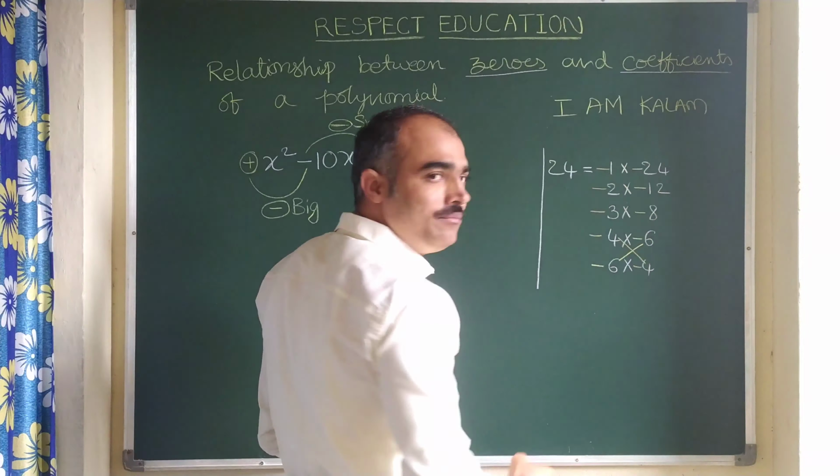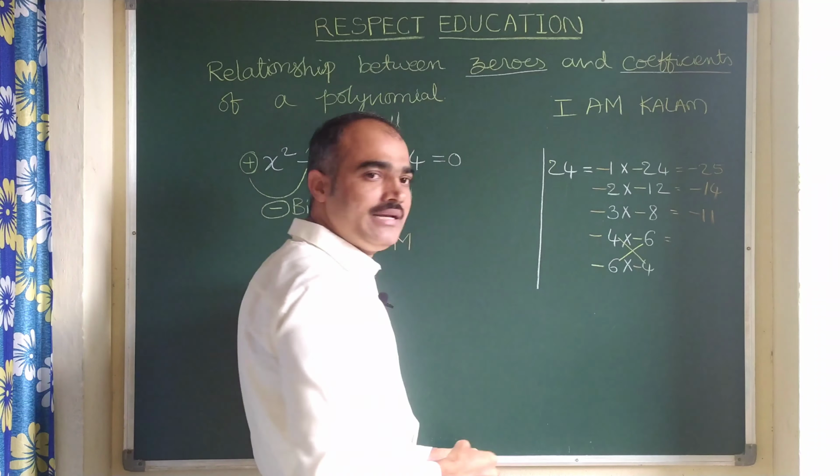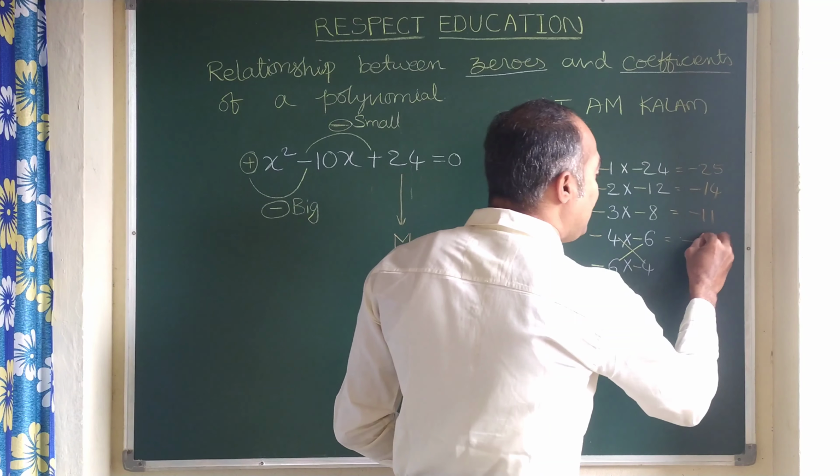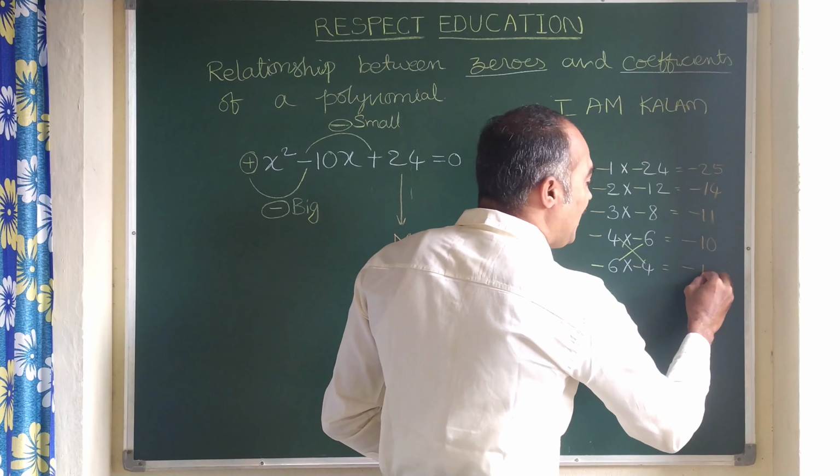Minus 2 and minus 12. I am adding here, children. I am adding. So it is minus 14. Here minus 3 minus 8 is minus 11. Here minus 4 minus 6 is minus 10. Here minus 6 minus 4 is minus 10.